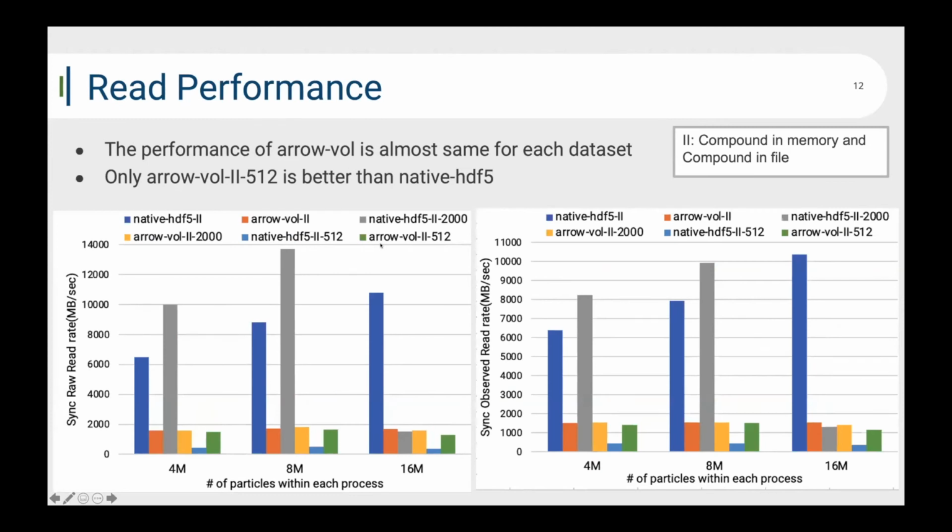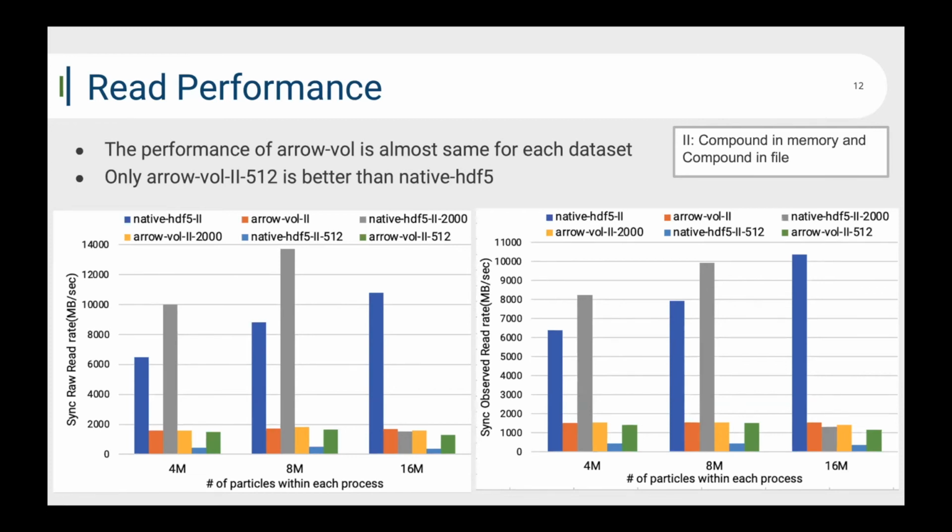This slide shows the read performance result when the access pattern is II, which means compound in memory and compound in file. For read, I tested 3 different use cases. The first one is reading the entire data set, and the second one is reading a medium size columns. The last one is reading a small size columns.